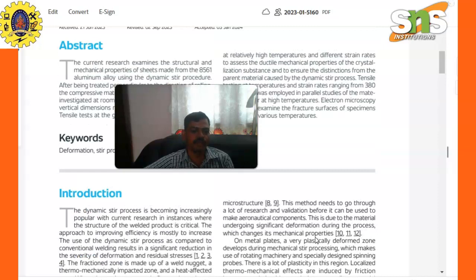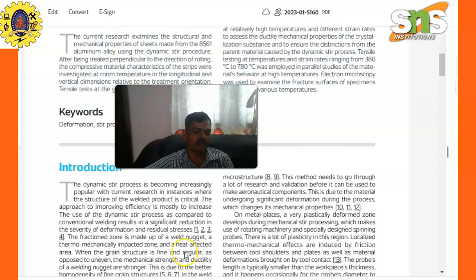The dynamic stir process has become increasingly popular in current research in instances where the structure of the welded product is critical. The approach improves efficiency and increases the useful dynamics compared to conventional welding, resulting in a significant reduction in the severity of deformation and residual stresses.